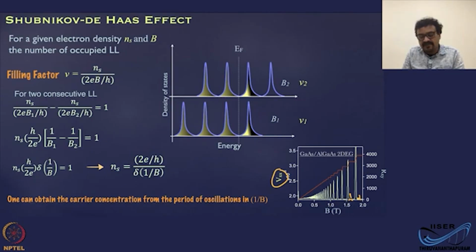Ns is 2e by h over delta of 1 by B. And these oscillations, when you plot in 1 by B, will be periodic. This is not periodic because this is plotted versus B, the magnetic field. If you plot in 1 by B, then these oscillations will be periodic. So the Shubnikov-de Haas effect, or in short, people also call it the SdH effect, SdH oscillation, is widely used for the determination of carrier concentration in two-dimensional systems.